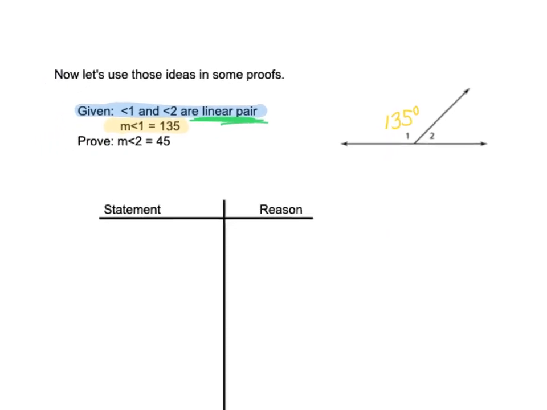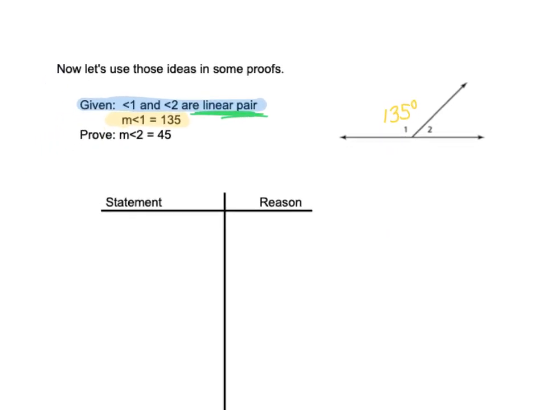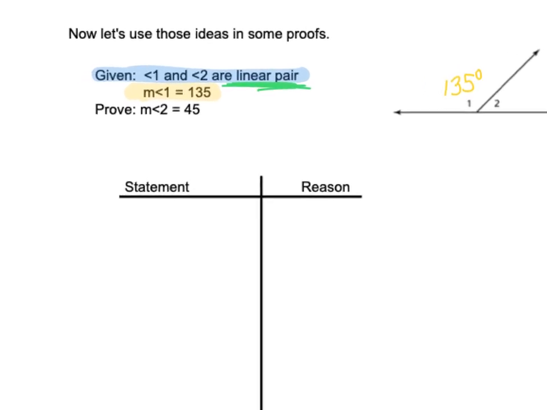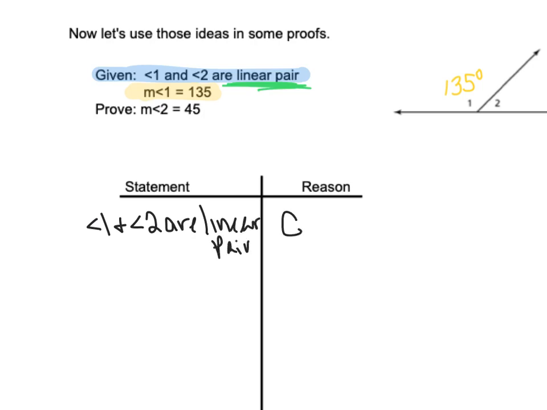Okay, and some of you might be saying, well, I can see that. I can see that it makes a straight line, so I know that angle 2 has to be 45, but we have to show reasoning to get there. So let's go ahead and write down our given information, and we can say that angle 1 and angle 2 are a linear pair. And that is given. Okay, the given information doesn't say anything. You can't just write down 180 degrees. That's another step we have to actually put in there.